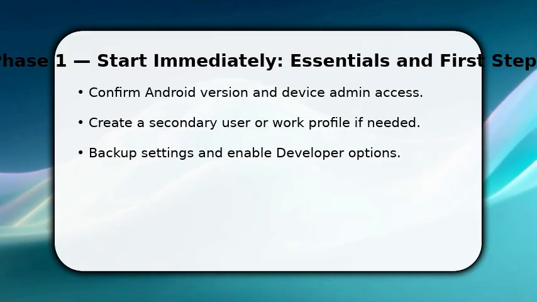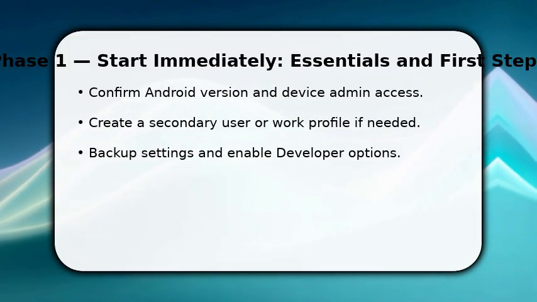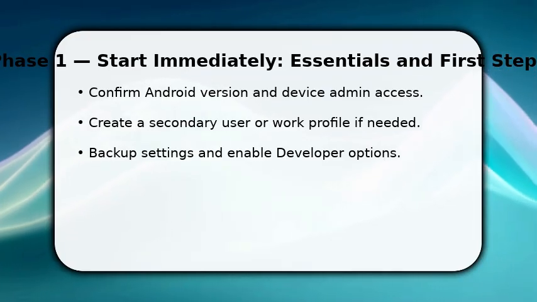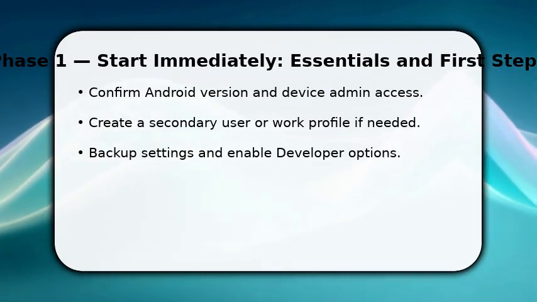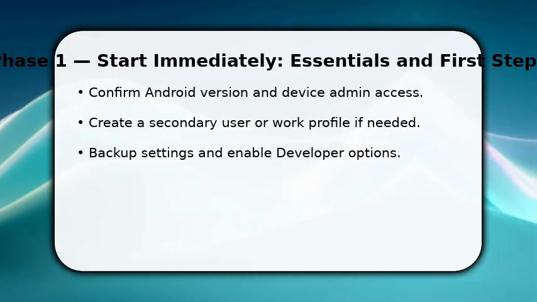You start by confirming your Android version and whether you have device admin rights. This matters because restrictions differ by release. Once you enable developer options and backup key settings, create a secondary user or a work profile if you want separation. Now, open Settings and go straight to Apps.